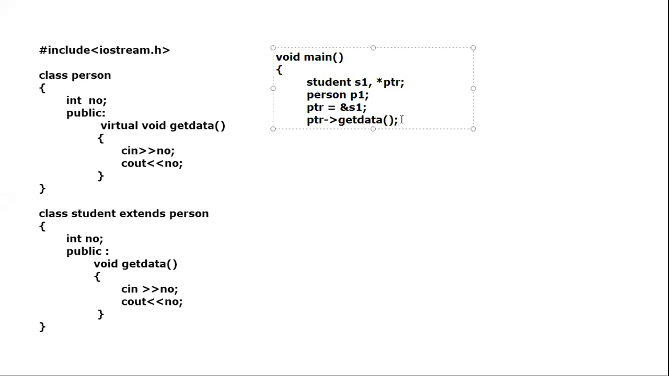Now suppose I want to call the get data which is present in the person class. So I have to initialize ptr to the address of p1. And then if I write ptr arrow get data, so now it is going to call your get data function, which is the virtual one.